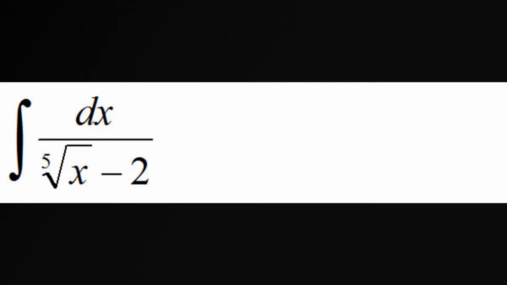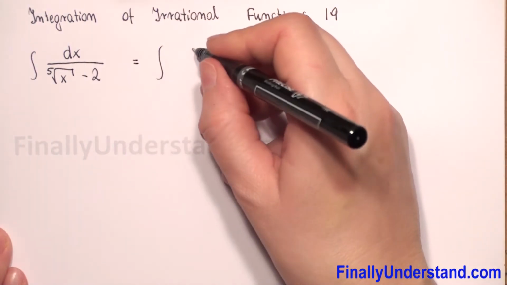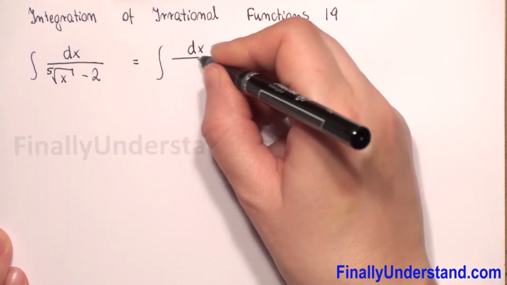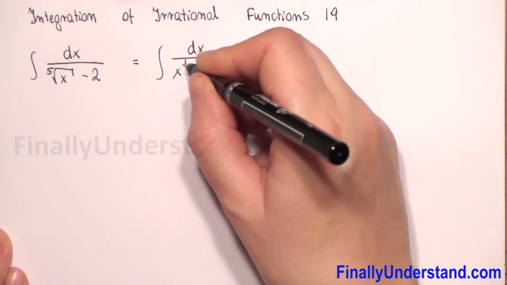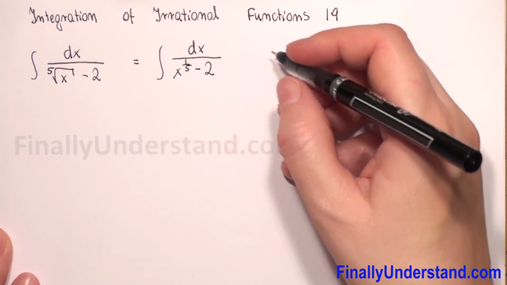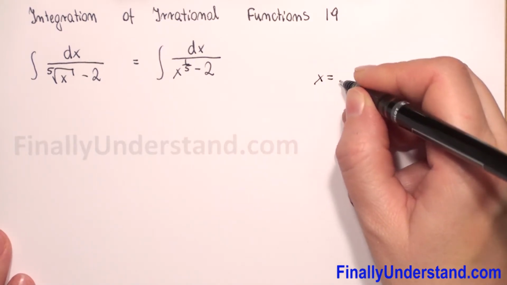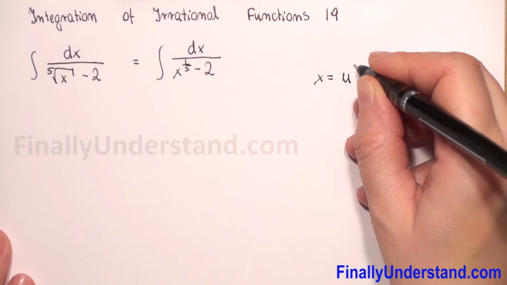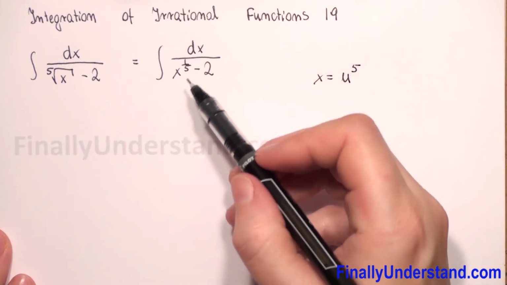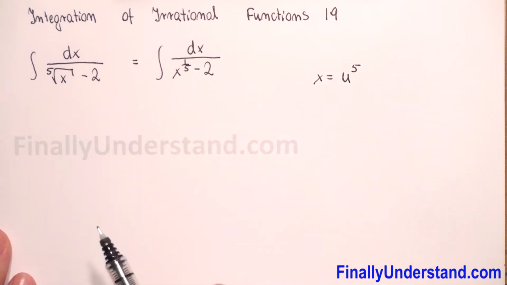First, I will rewrite our fifth root to power form. So this is equal to the integral of dx over x to the power 1 over 5 minus 2. Next, I will substitute x by u to the power 5. Why? Because I want to reduce the denominator in our exponent.